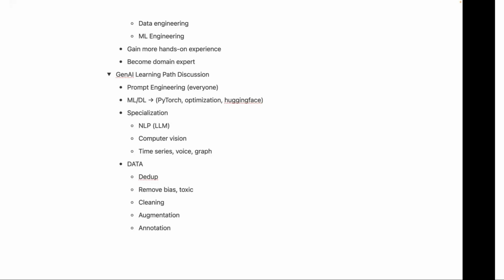Being really good at data cleaning, organizing data in a way that it can be used to train and fine tune a large language model is going to be one of the core skills GenAI experts need to have. And of course, you need to know how to do fine tuning. There are many different ways of fine tuning large language models.